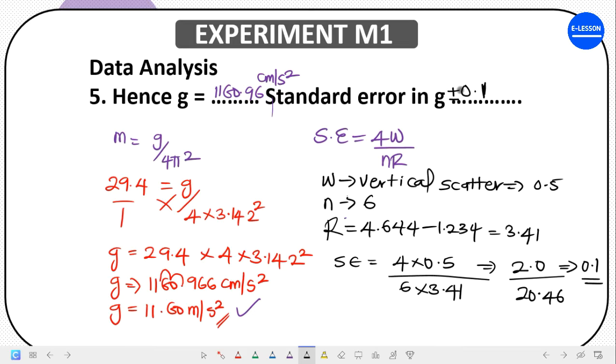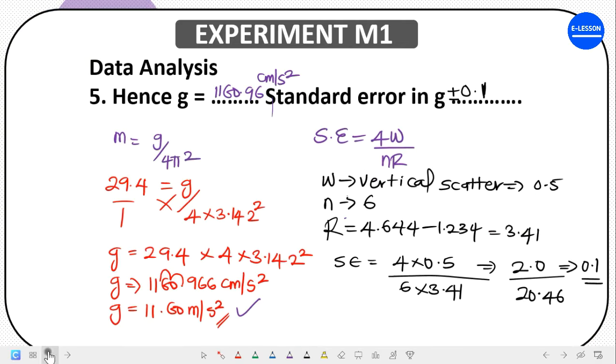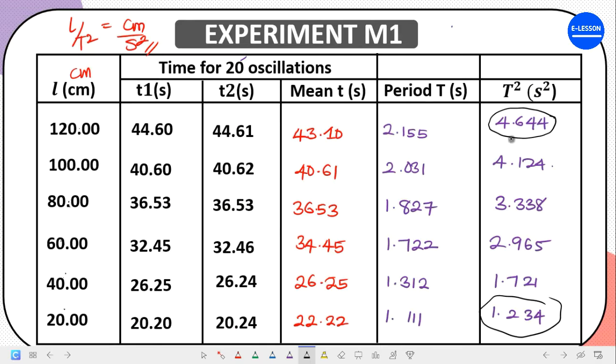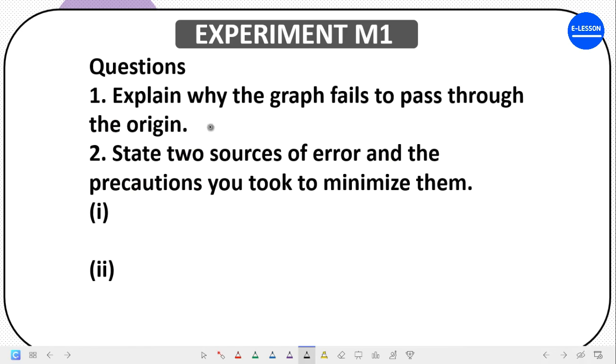So that is that. I've shown you how to get the range, the vertical scatter, and the rest. The vertical scatter, you know how to get it. Go back to that video. The n is the number of points in the graph, and you can easily get it by counting 1, 2, 3, 4, 5, 6. And then you come here, your range is the first one minus the last one here, any value it gives you is your range. So that is for the standard error. I think the next question here is explain why the graph fails to pass through the origin.